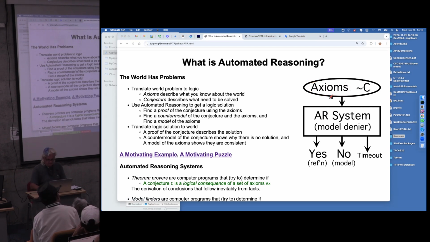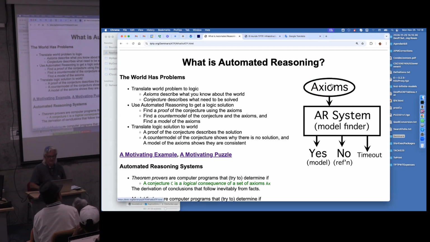And so for that, we can take the axioms, and we have special software, special programs to check that the axioms are okay, they're consistent, they don't have a conflict. And it's the same software, with similar ideas. It says, yes, axioms are good, no, we cry, and time out, don't know what to do.